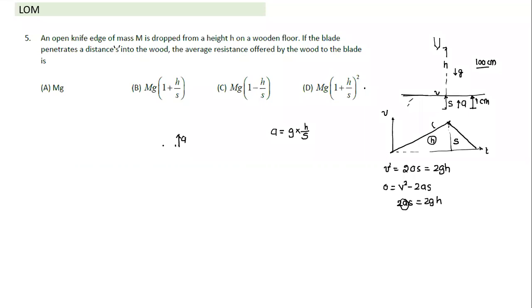And what is the free body diagram? What are the forces acting? Forces acting are two here: the force of resistance offered by the wood, and mg. These are the forces acting. If I write the equation, how would I write it? Resisting force minus mg is equal to m into a. So what is the resisting force, or resistance offered by the wood? It will be equal to m times g plus a. That's what we need to find.